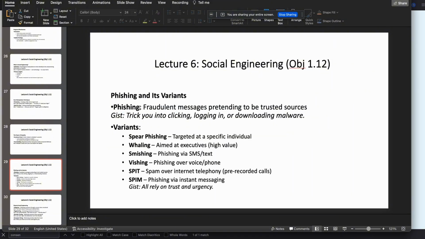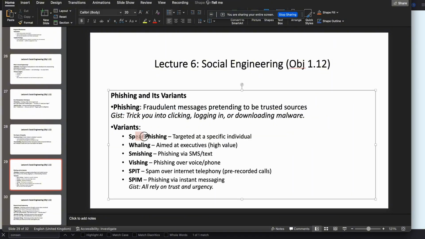Talking about phishing, we have a lot of types of phishing: spear phishing, whaling. The top management are the whales, aimed at the executive level, high-value assets. Spear phishing targets employees; spear means the sharp edge. Smishing means SMS text, SMS phishing.